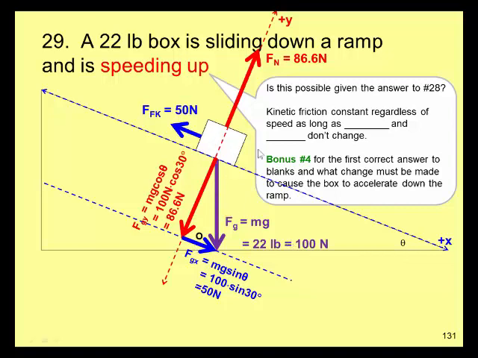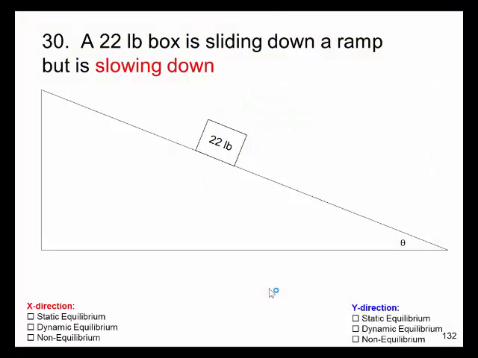But basically, if we do have a situation where this is speeding up down the ramp, this would have to be a smaller vector here, maybe a 25 newton vector. And the question is, what could we do to change that? Similar situation for number 30. What would the free body diagram look like if this was sliding down the ramp but slowing down?